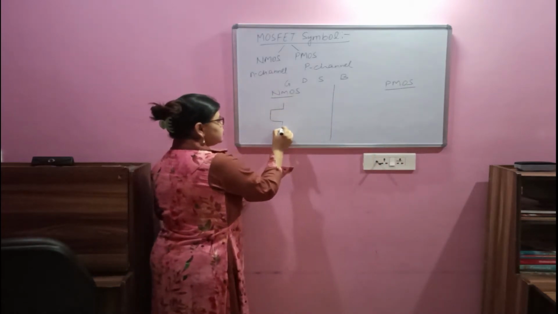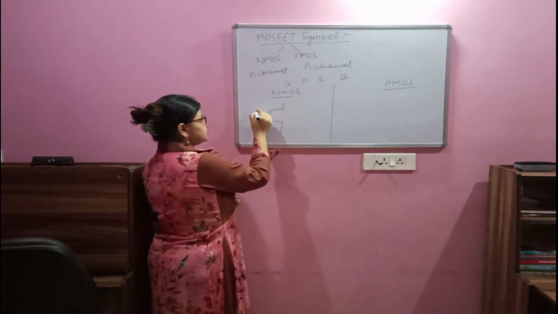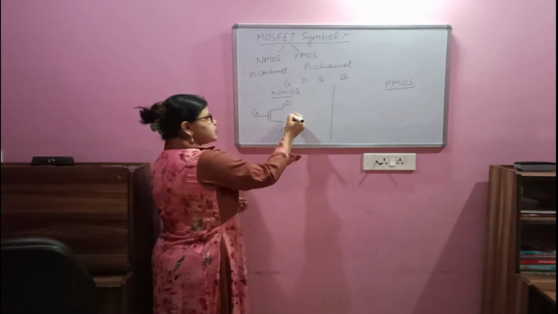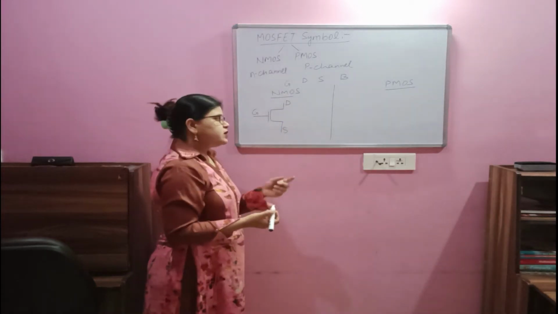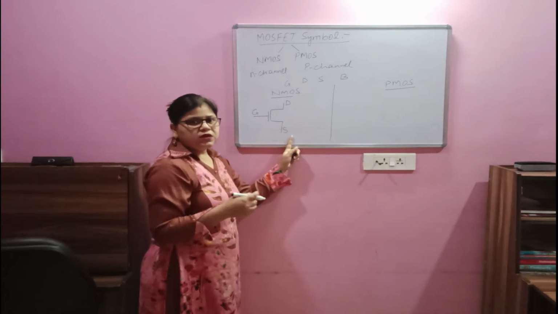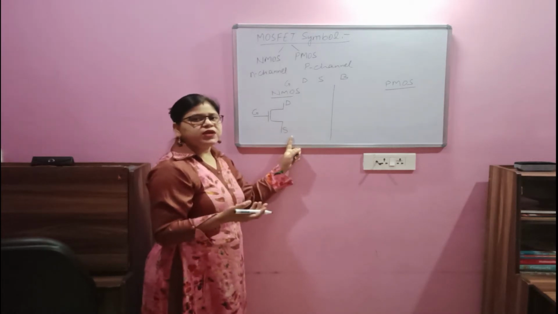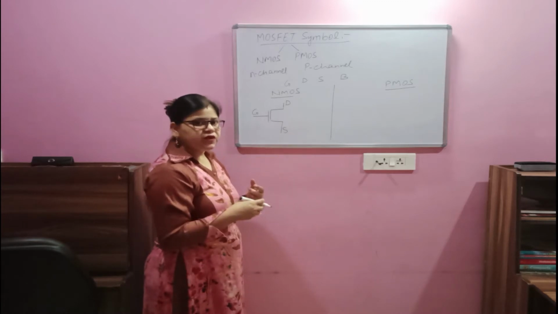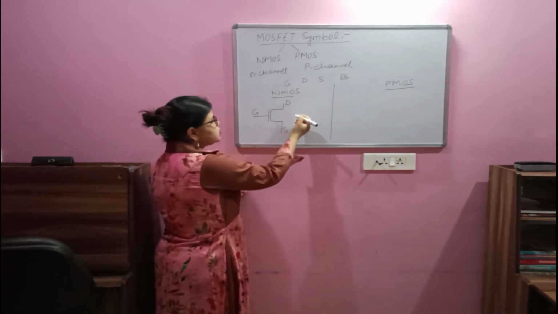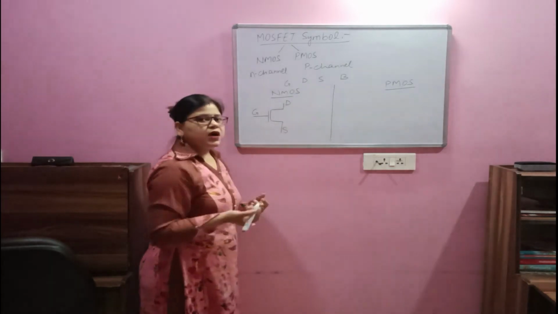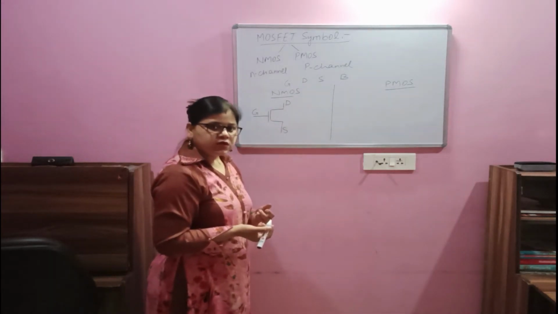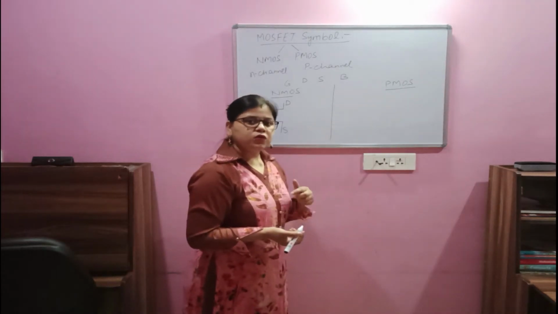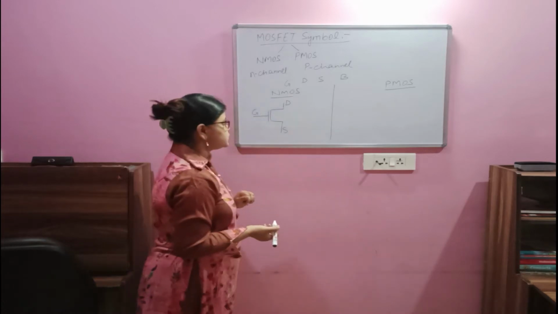So the symbol of the MOSFET is shown like this. It has a gate, drain, and source. Either side can be drain or source. The drain and source are interchangeable until we apply any voltage to them. As soon as we apply the voltage, they become fixed. Fixed in the sense that in the NMOS, the drain is always at a higher potential with respect to the source. Similarly, in a PMOS, the drain is always at a lower potential with respect to the source.